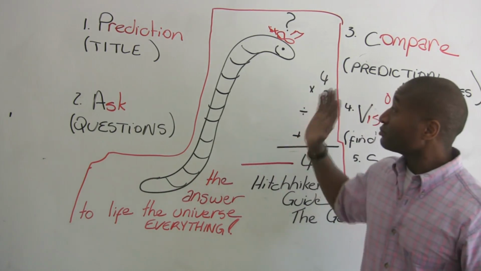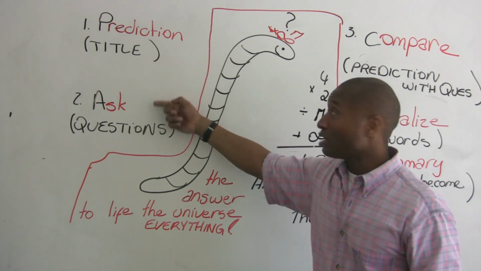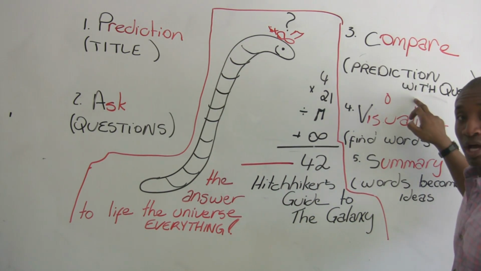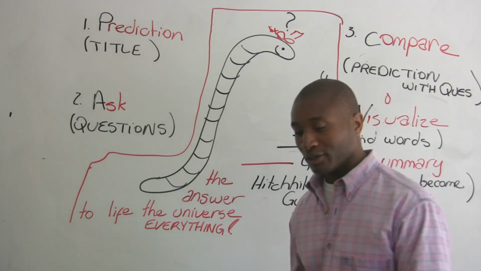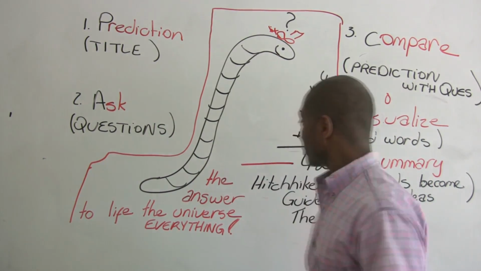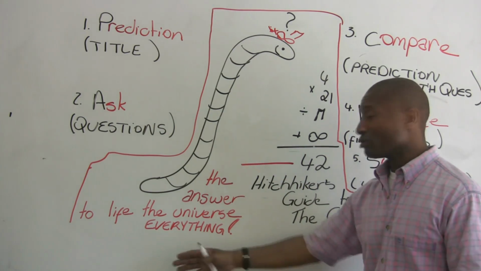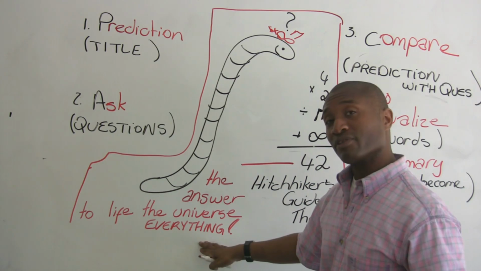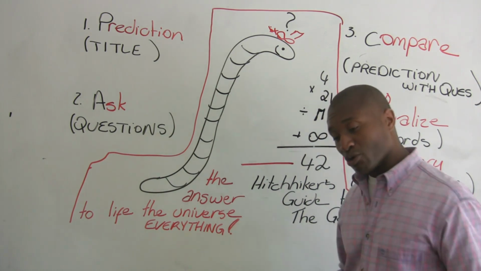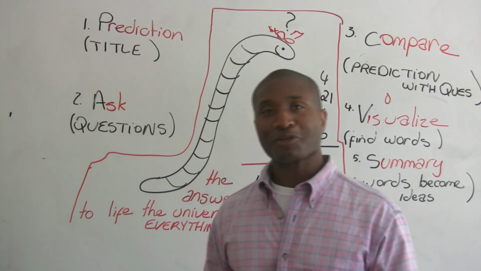Anyway, so, predict, ask, compare, visualize, and then summarize. Yeah? Alright, now I'm going to get going. In summary, I hope you've learned a lot. I've given you not only information on how to improve your essay writing skills, but the answer to everything in the universe.